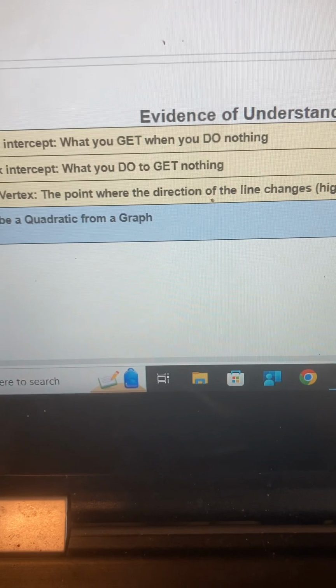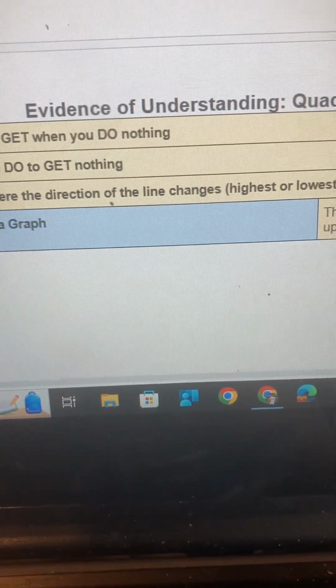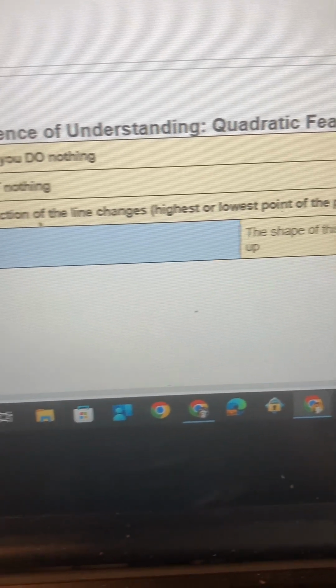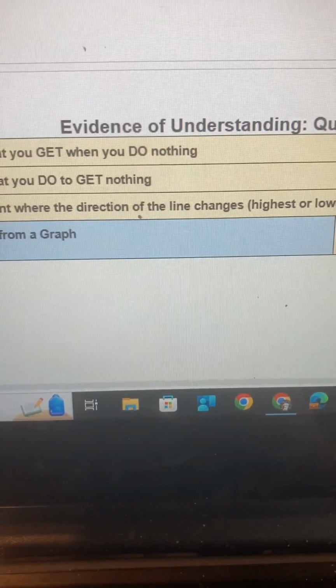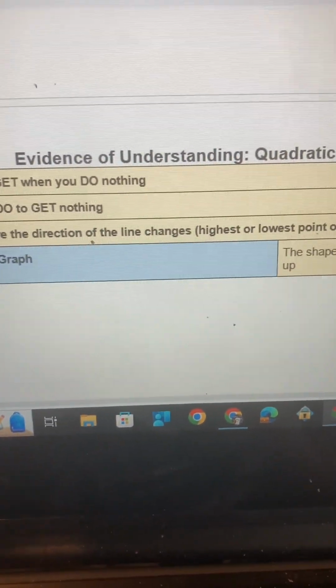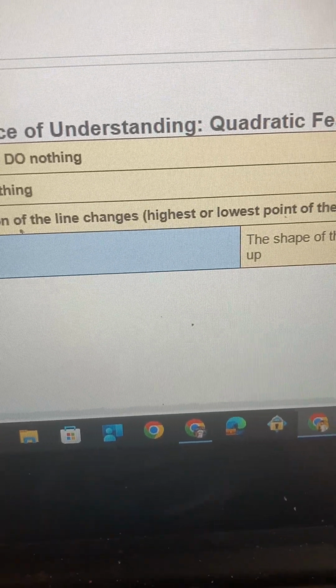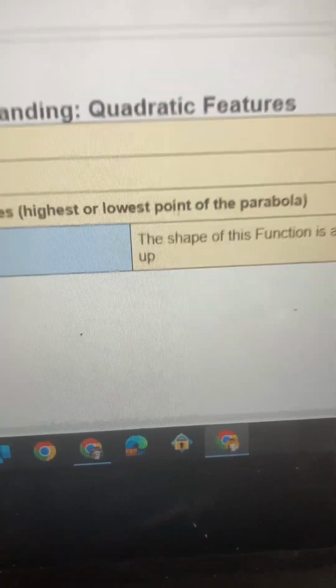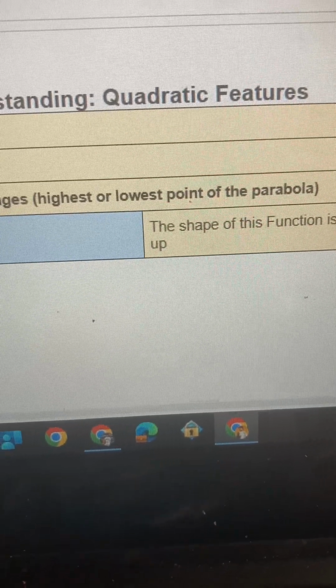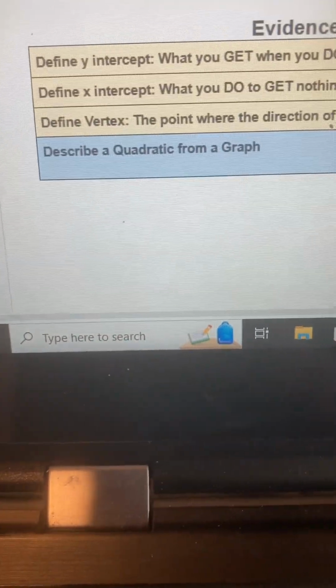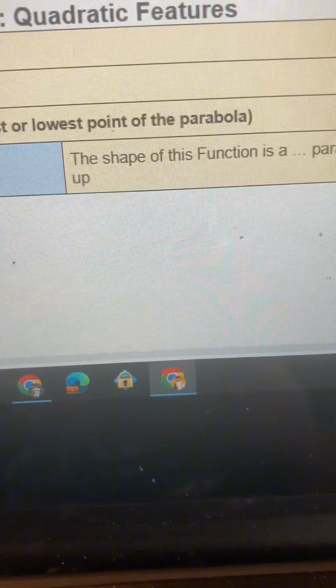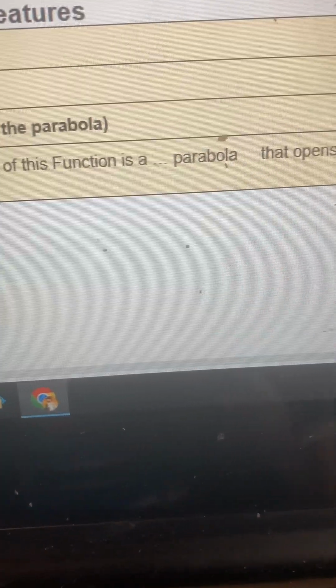Now, vertex. A vertex is the point where the direction of your parabola will change, also known as your highest or your lowest point on the parabola. Basically, when you're looking at a parabola, it is a U-shape. And wherever the parabola changes direction, so if it's going down, then it starts to go up, you find your vertex.